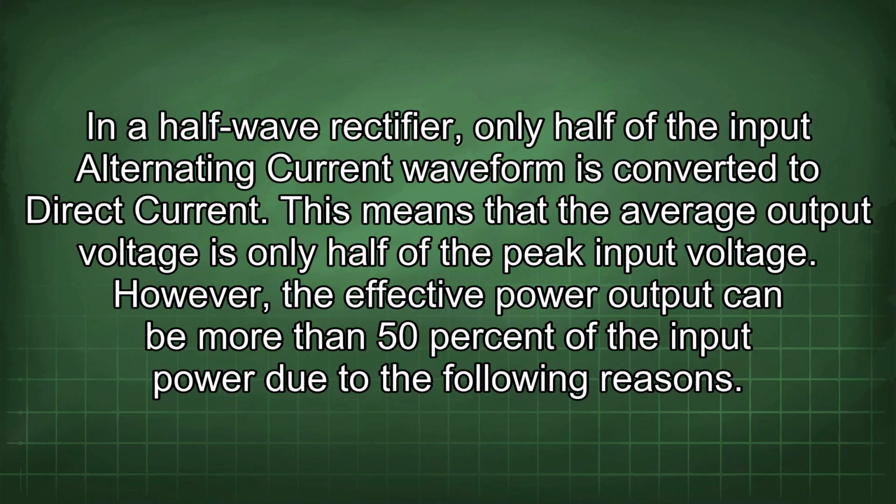In a half-wave rectifier, only half of the input alternating current waveform is converted to direct current. This means that the average output voltage is only half of the peak input voltage. However, the effective power output can be more than 50% of the input power due to the following reasons.